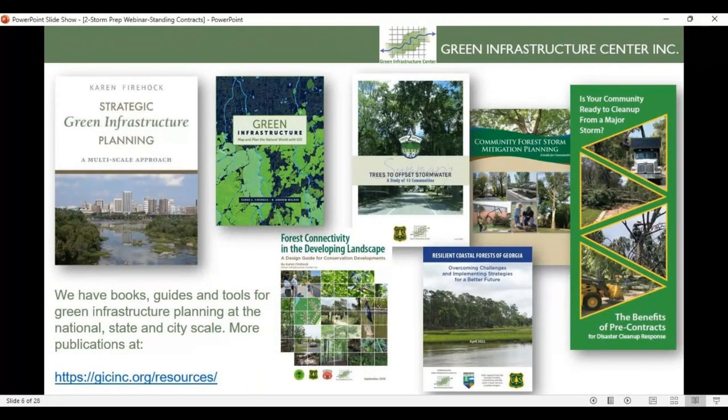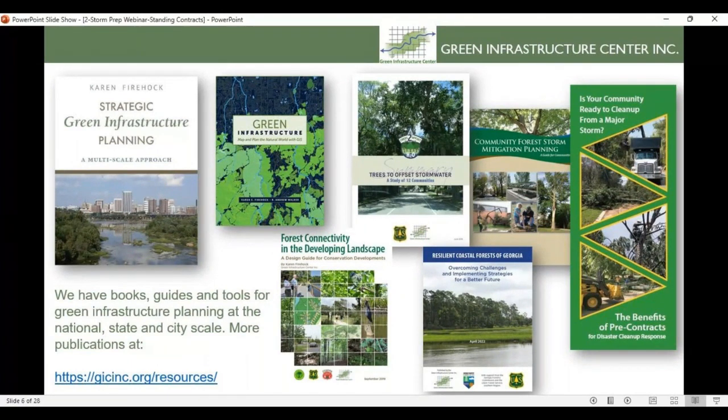All right, so the Green Infrastructure Center has a variety of different publications. If you'd like to know more about planning for nature as green infrastructure, we have a book, Strategic Green Infrastructure Planning, and it looks at every scale from counties to cities to towns to site. And then we have books on green infrastructure modeling, such as that green book there to the right. And that really gets into the GIS side of it.